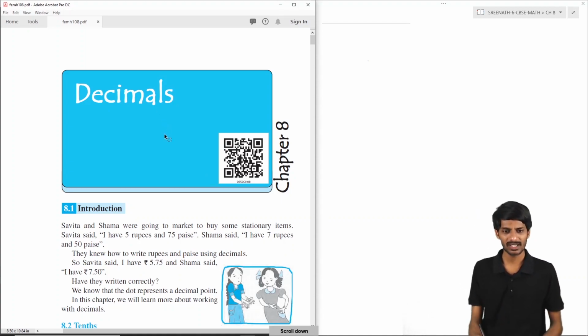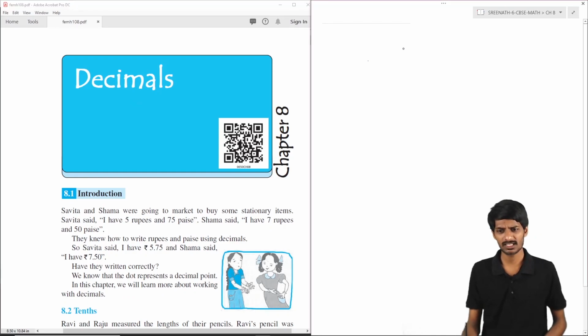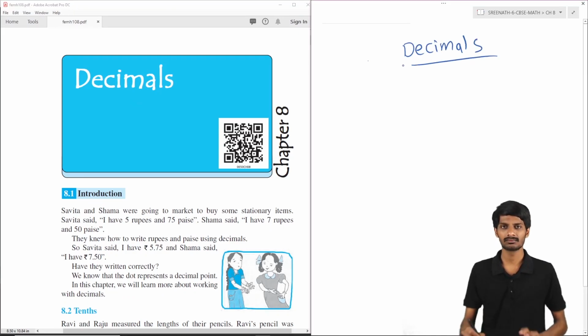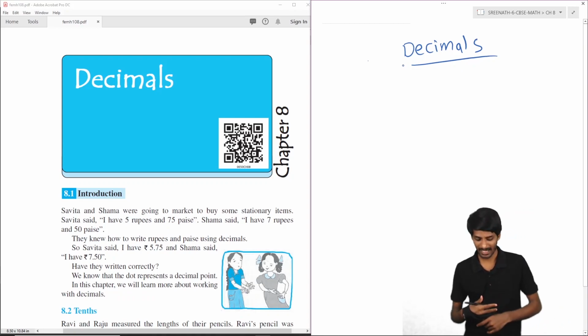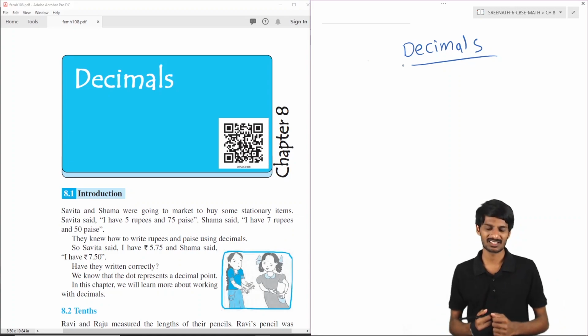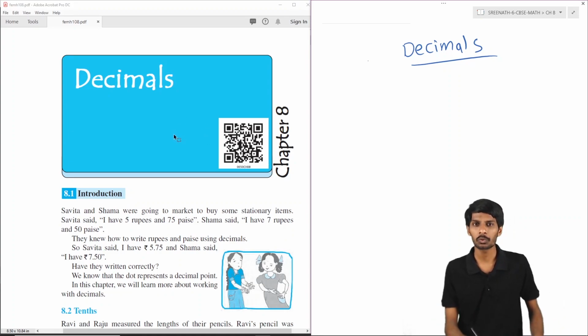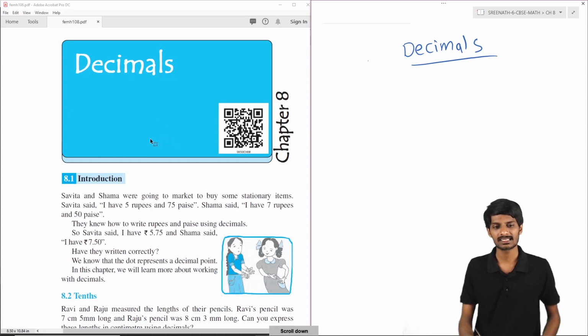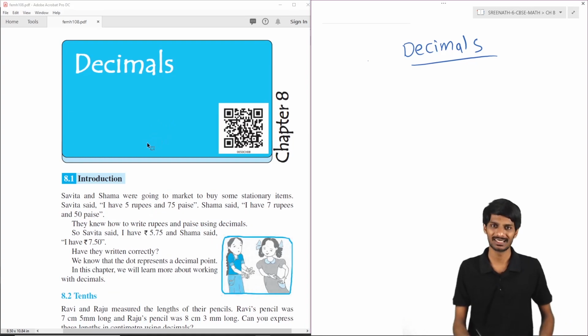If you see, students, decimals is our present chapter name, and we have already discussed the previous chapter, that is fractions. So fractions and decimals are related to each other, students. Before we start the session, let's check what concepts we are going to learn.